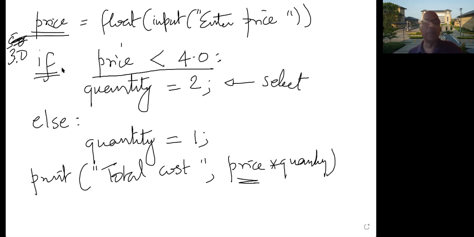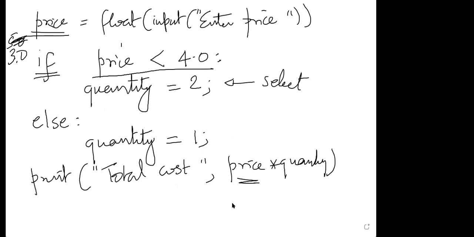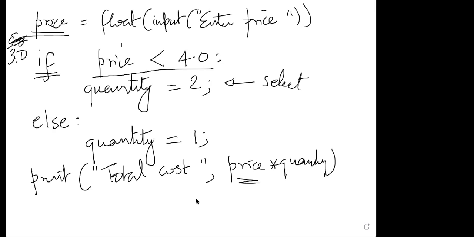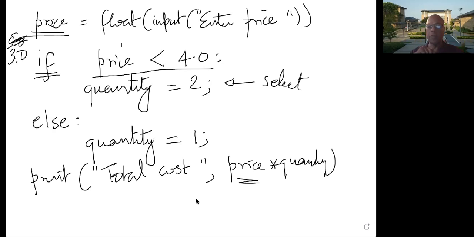You can also write more complicated versions. I just had a quick question. Yes, please. So you said if price was 3, then quantity is 2. Correct. And then you print 3 times 2, which is going to be 6. Correct. Okay, thank you.